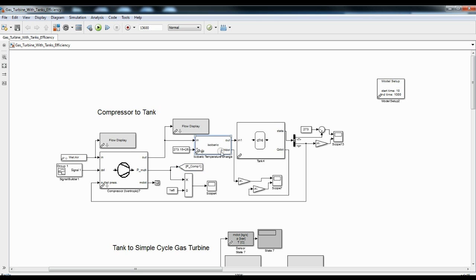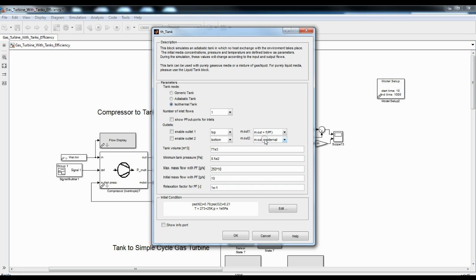Now the outputs of the compressor are the mechanical power, and here I just have used a tag. So I'm constantly monitoring the power that's being consumed by the compressor at every time step. And then the output flow is going into this isobaric process. I've added that because it's important to control the temperature going into the tank.